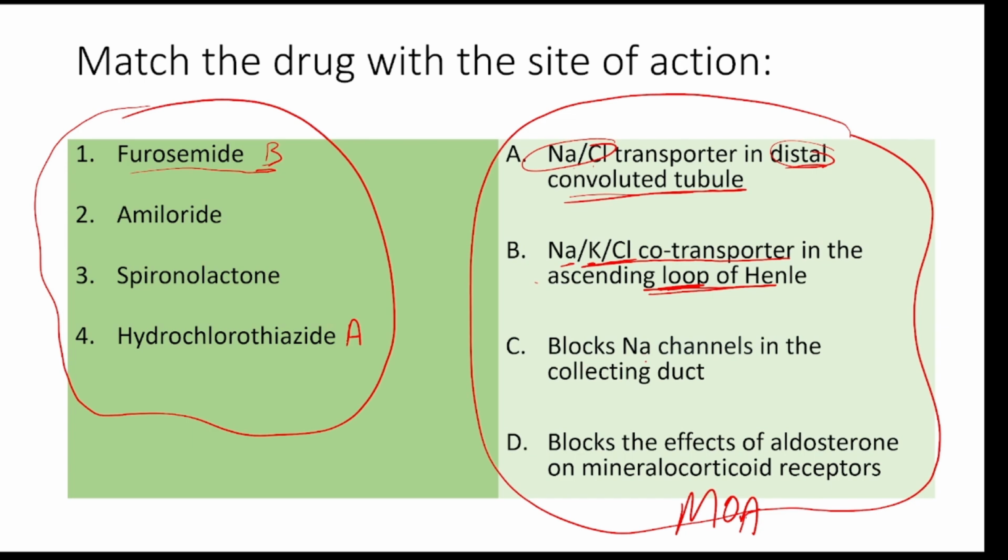This medication blocks sodium channels in the collecting ducts. So we are looking for a medication that blocks sodium channels. The correct answer will be amiloride. Okay, this medication blocks the effect of aldosterone on mineralocorticoid receptors. The correct answer will be spironolactone. So this is a matching question between these medications, for example.